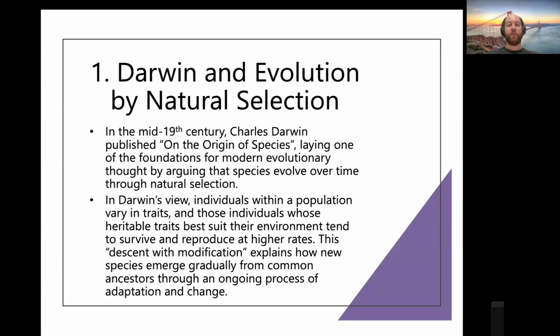So, to give a brief intro, in the mid-19th century, Charles Darwin published this bombshell book on the origin of the species and brought forward the argument that species evolve over time through natural selection. The theory goes that individuals within a population vary in different traits, and some of those traits are heritable. Those individuals that have the traits that best suit their environment survive and reproduce at higher rates.